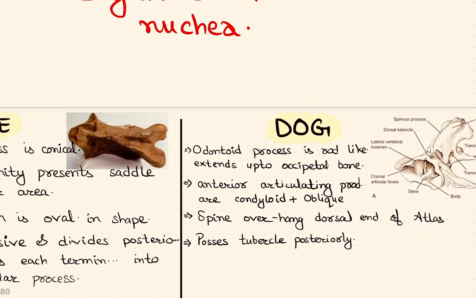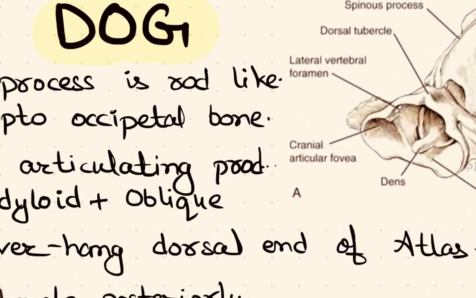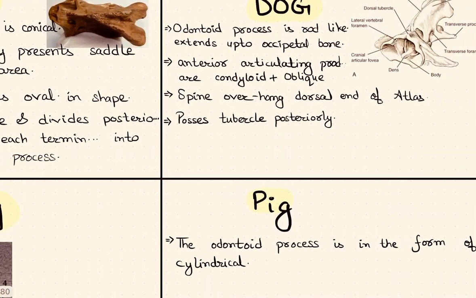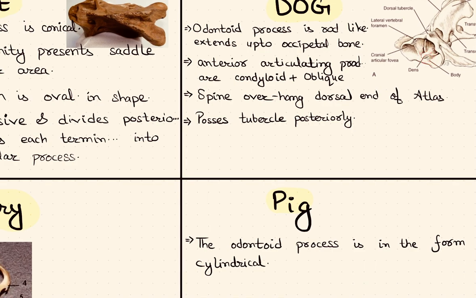Now in case of dog, the odontoid process is rod like. You can see this is rod like, and it extends up to the occipital bone. Now it has some anterior articulating processes which are condyloid. That means they are condyle shaped, and they are oblique also.